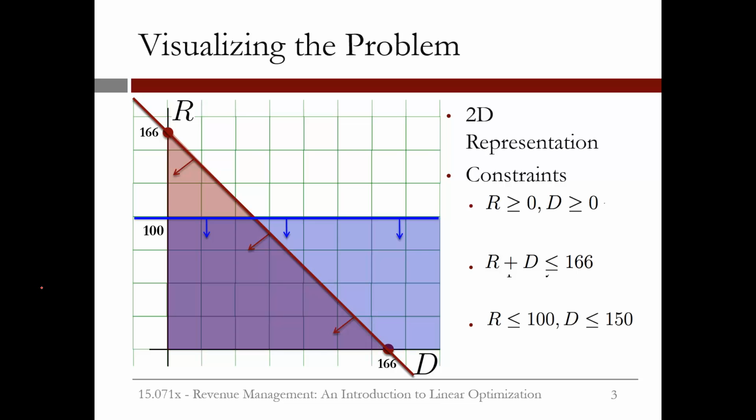Now let's add in our demand constraints. The regular seat should be less than the demand of 100, which requires the solution to be below this blue line. And the discount seats should be less than the demand of 150, which requires the solution to be to the left of this green line.